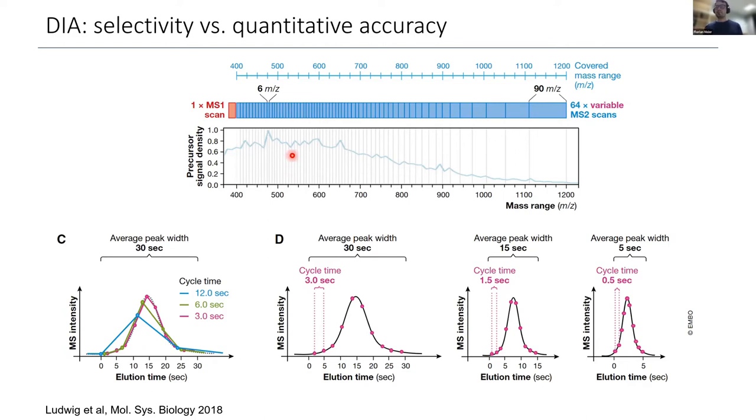So the reasoning behind all of this is always that you have narrow isolation windows, which should make your MS2 spectra less complex. On the other hand, if you have too many windows, which should give you a high selectivity, we run into this problem that we've seen before, that our acquisition cycle just gets too long. And exactly the same picture, right? If we take too much time for the acquisition, then we can no longer accurately quantify peptide elution peaks. So these are the considerations you always have when you set up DIA methods.